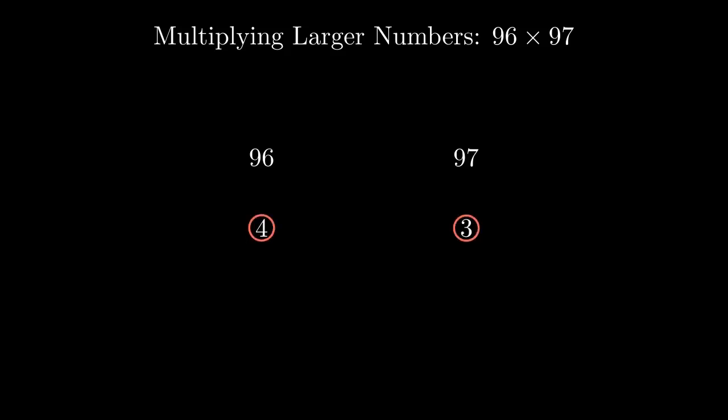Now, what's our next step? That's right. Subtract diagonally. 96 minus 3 is 93. This is the first part of our answer. Let's write that down. And for the last part, we multiply the circled numbers. 4 times 3 is 12. This is the second part of our answer. Now we just put them together. The first part was 93. The second part was 12. So our answer is 9,312.